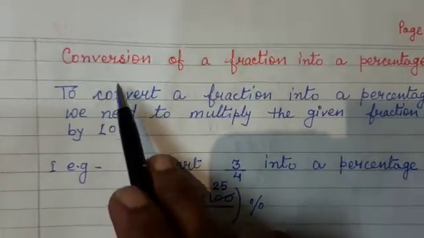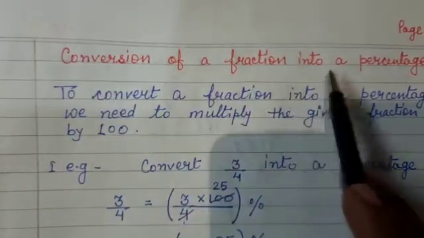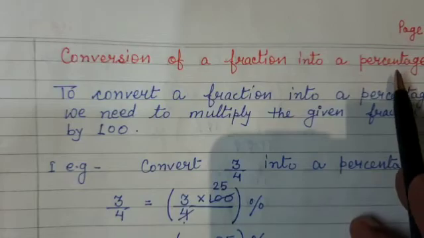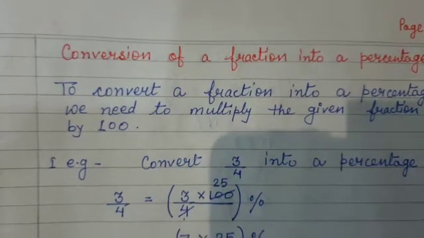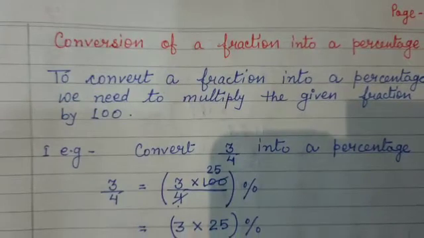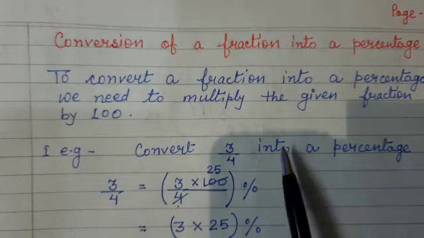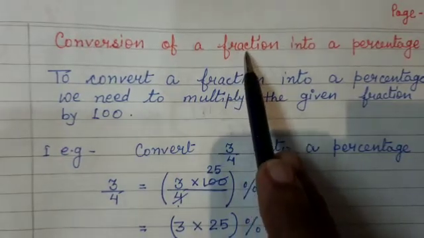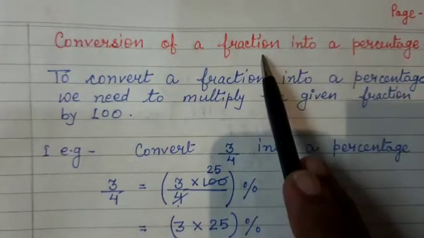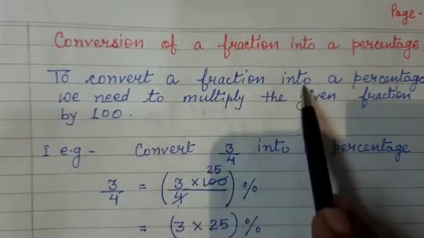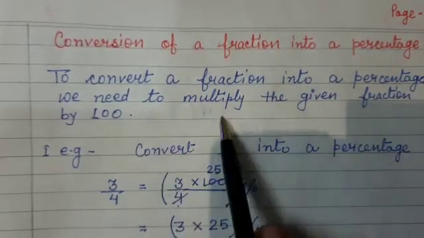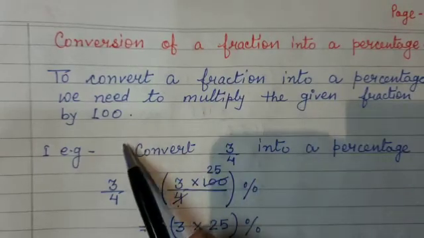Our next topic is conversion of a fraction into a percentage. When we convert a percentage to a fraction, we need to divide by 100, and when we convert a fraction into a percentage, we need to multiply by 100. To convert a fraction into a percentage, we multiply the given fraction by 100.